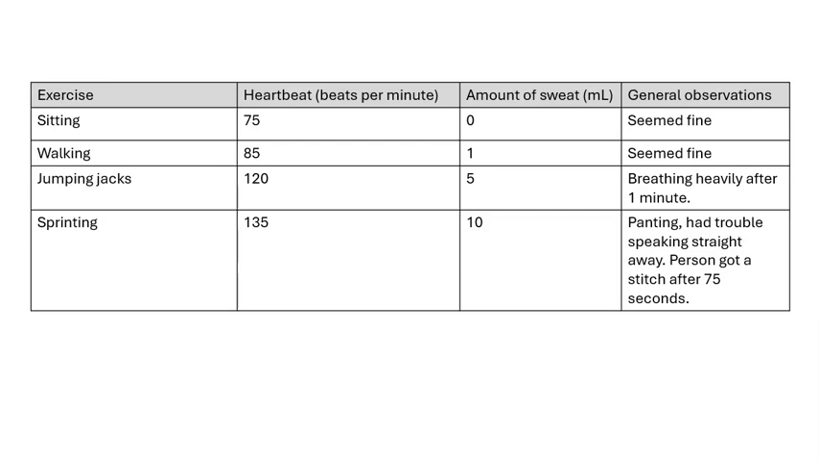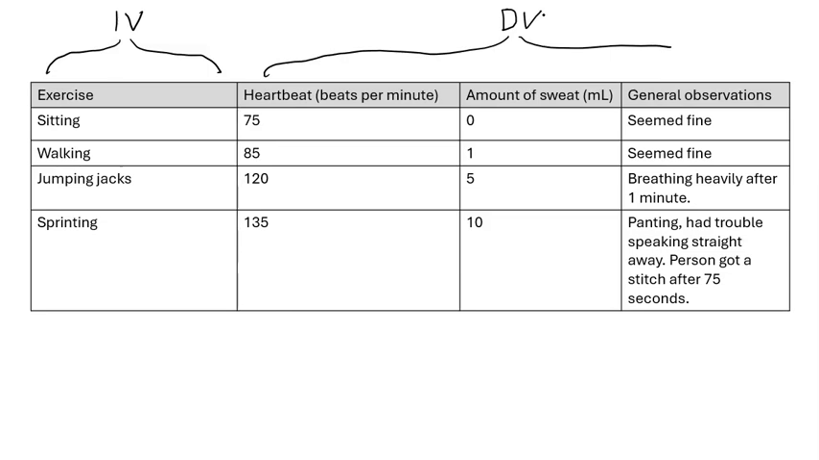So this table is a little bit larger, it's a little bit more complicated, but we can still break it down with the same principles. We have our independent variable, so what we're changing on the left-hand side. So it's the different amounts of exercise: sitting, walking, jumping jacks, sprinting. And then we have our dependent variables on the right-hand side. So you can have, in an experiment, multiple dependent variables. You can also have multiple independent variables. It gets pretty complicated if you do that, but it is possible.